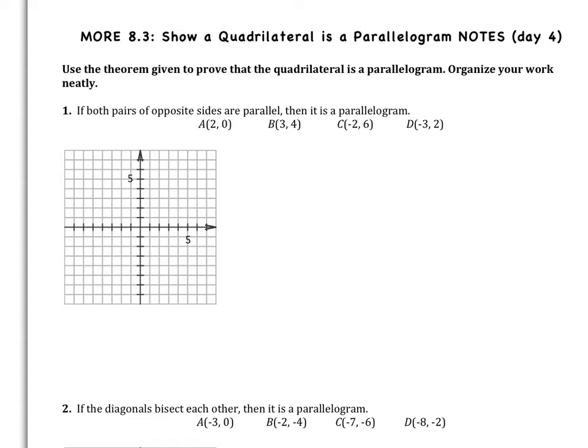So starting with example 1, this is the way that we've, in the past, shown that a quadrilateral is a parallelogram. It says, use the theorem given to prove that the quadrilateral is a parallelogram. Organize your work neatly. So these problems involve quite a bit of work, so I need you to organize them in such a way that I can follow what you're doing. So theorem number 1 says, if both pairs of opposite sides are parallel, then it is a parallelogram. This is what we've done so far. We did it in the last video, we did it in the classwork.